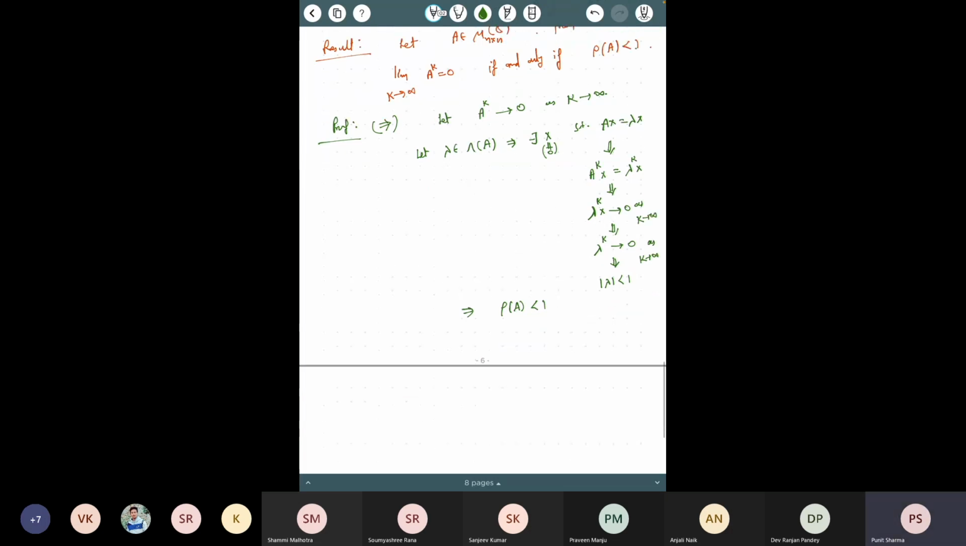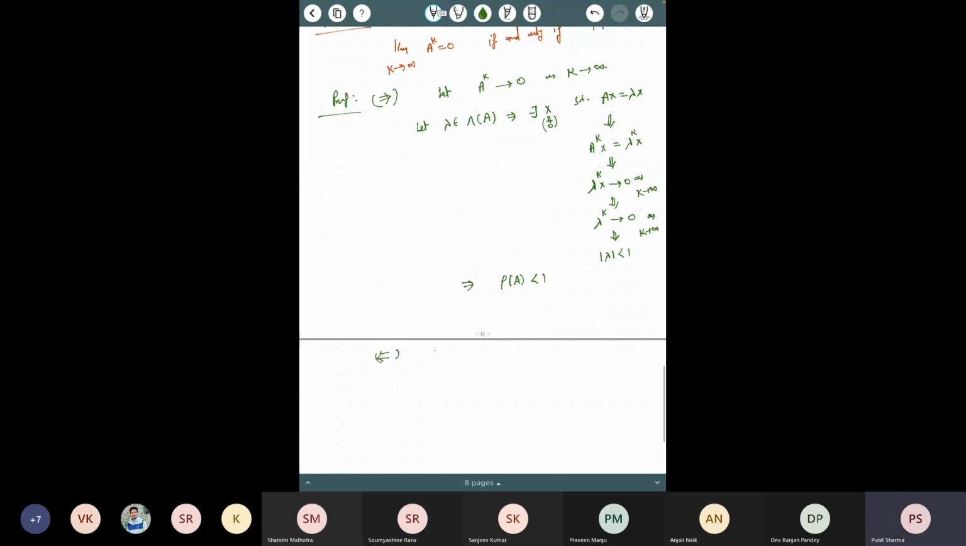So the if direction is very straightforward. Now let us look at the only if direction. Now let rho(A) be less than 1. What can you say? We have already proved one result, that rho(A) is the least upper bound. If we have this kind of condition, what can we say?